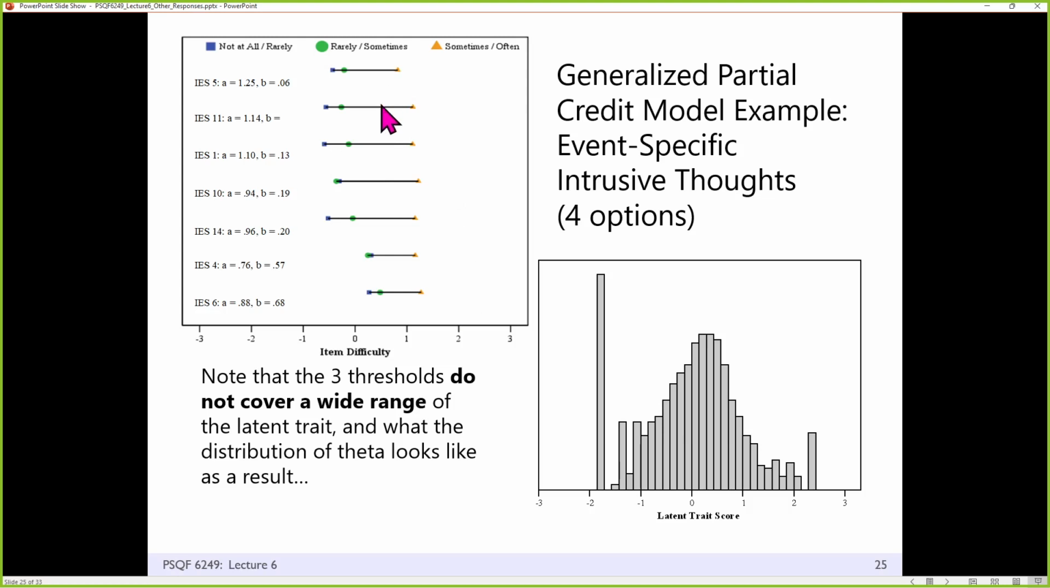As a consequence of the fact that we don't have very good coverage, this is what the thetas look like. Here's a pile of people who said not at all to everything. My only way to measure them better is to come up with a lower response option than not at all. Can you think of any? That's a tricky one. The only one I can think of would be like, hell no. Not only no, but never. I can't believe you even asked me that. That's the only type of response that would be lower than not at all.